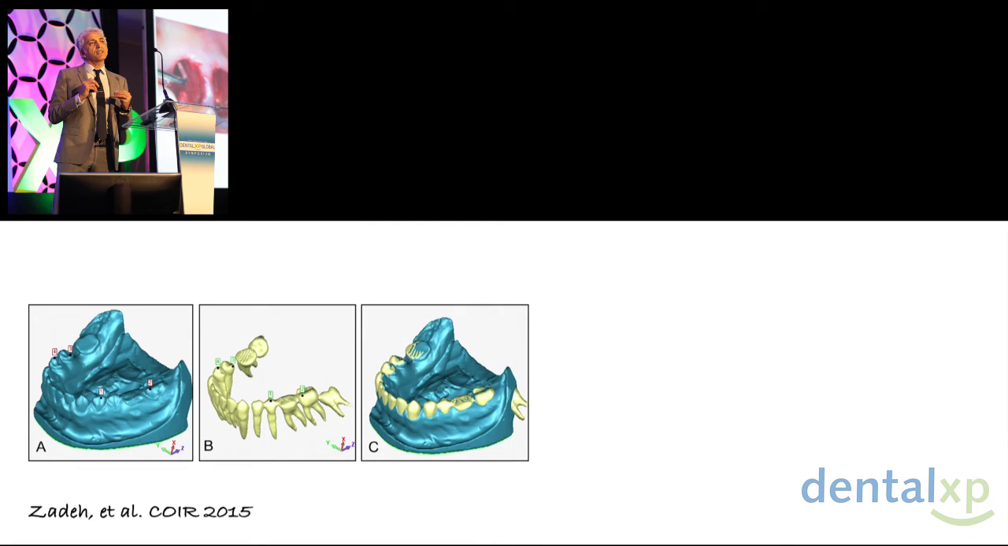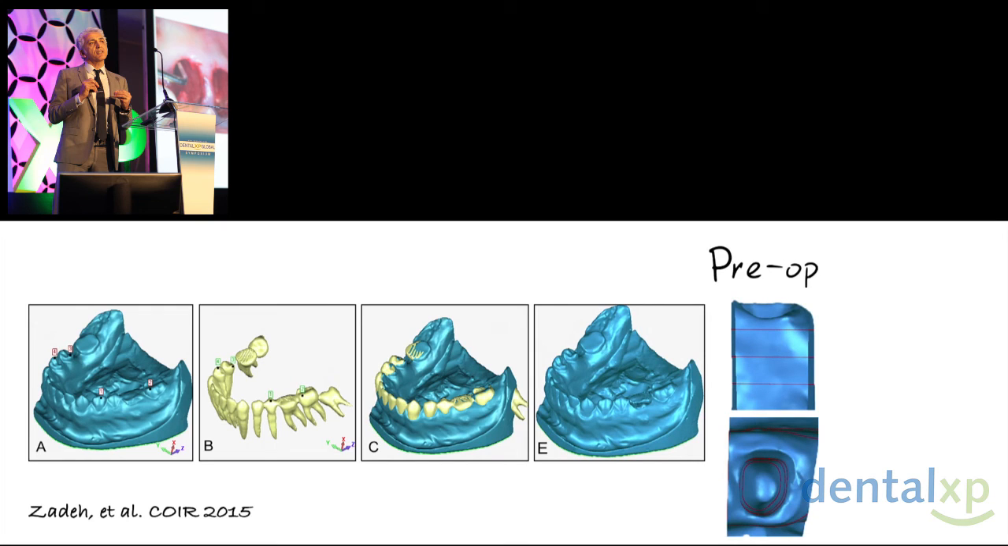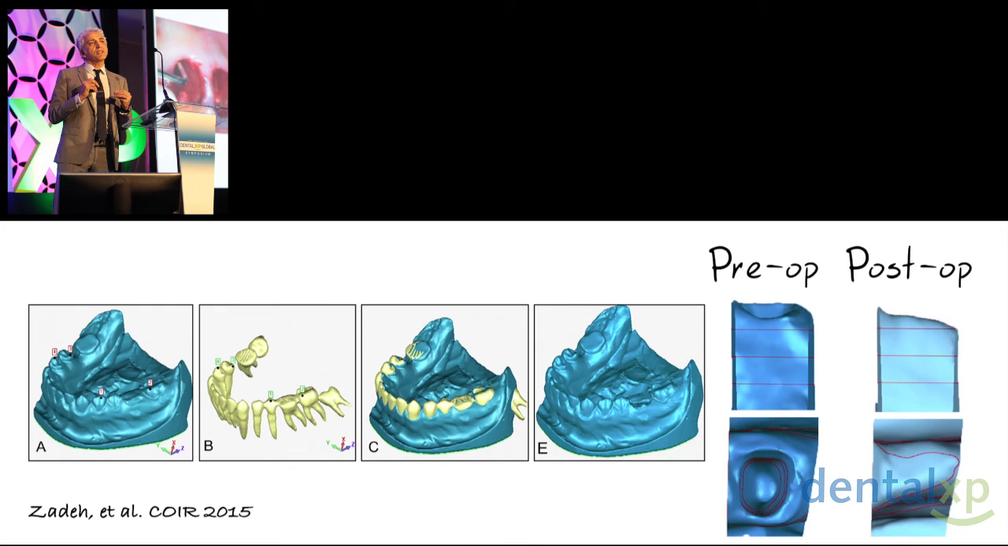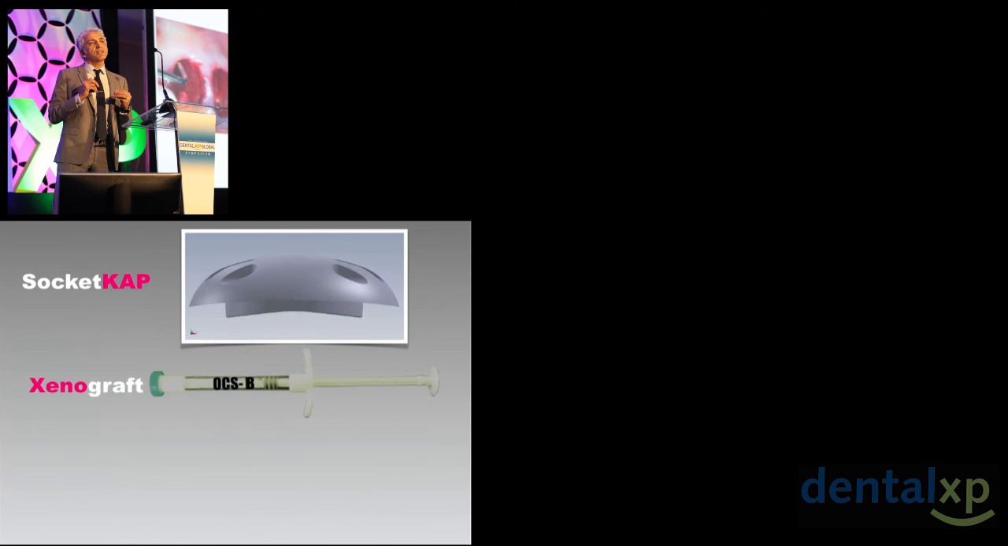I would like to also show the results of our study where we merged the cone beam CT and study casts of the patients so we can do subtraction digitally to look at before and after and look at surface contour changes after extraction. And we are now using these devices for tooth extraction. This is called a socket cap, designed for containing the bone graft material.